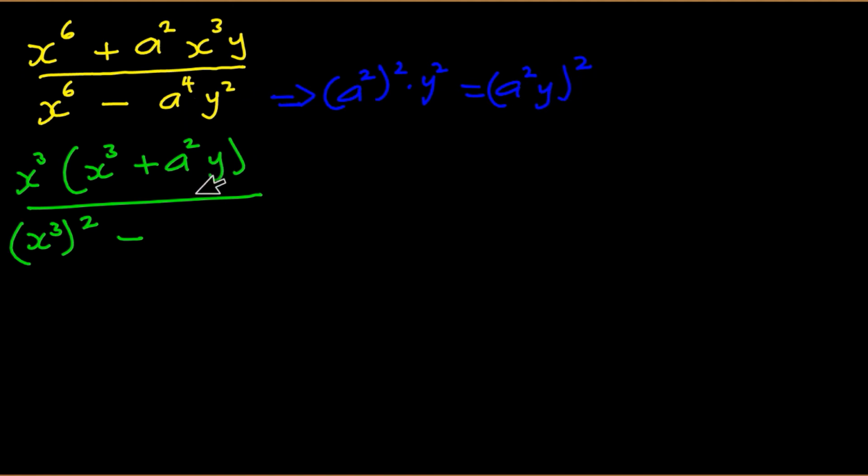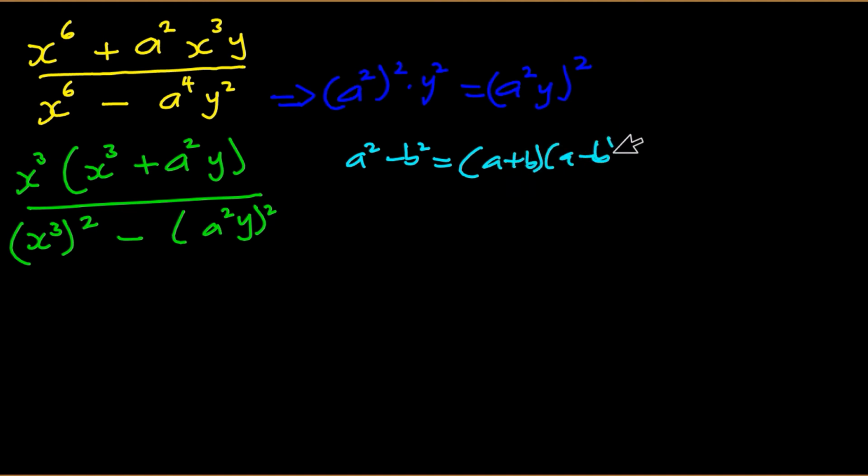So we have (a^2 y) all to the power 2. So you notice that we have a difference of two squares over here. If you have a^2 minus b^2, this is the same as (a + b)(a - b). So I'll use this idea to expand this.